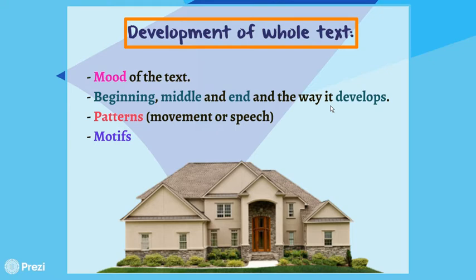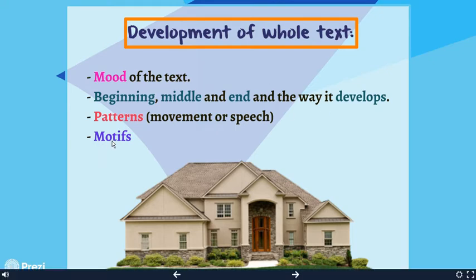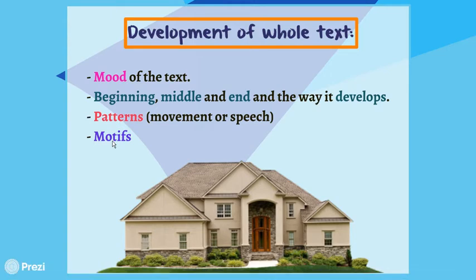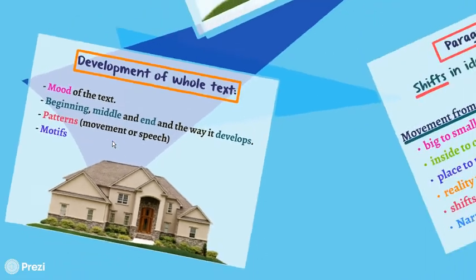Another thing to look for in terms of development of the text are any patterns or motifs that have been used. So patterns and motifs are recurring images or ideas or objects that pop up in a piece of writing, and some of those can be of interest.